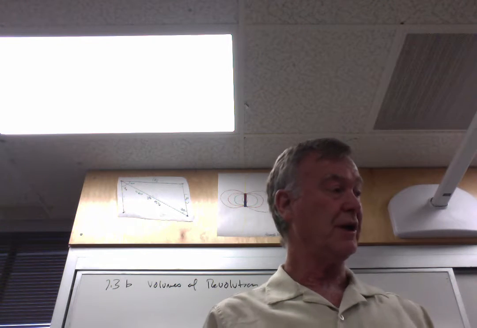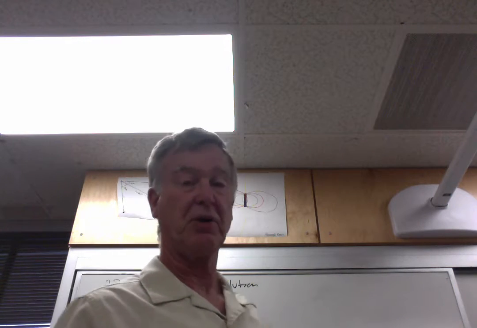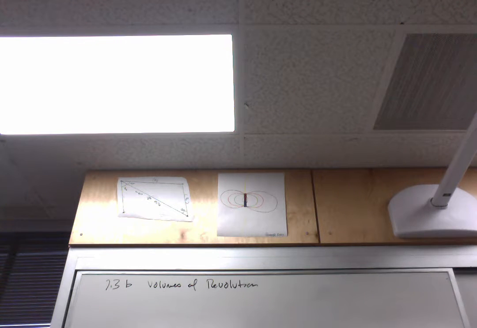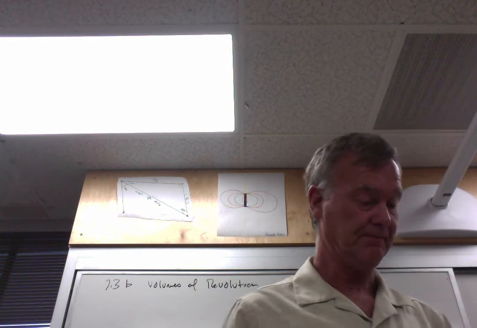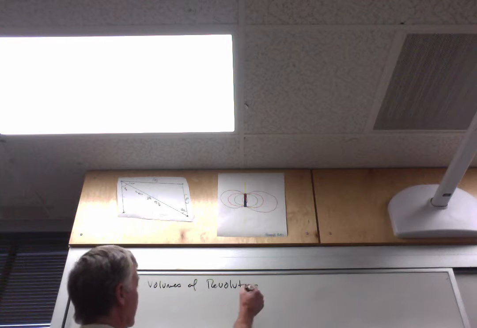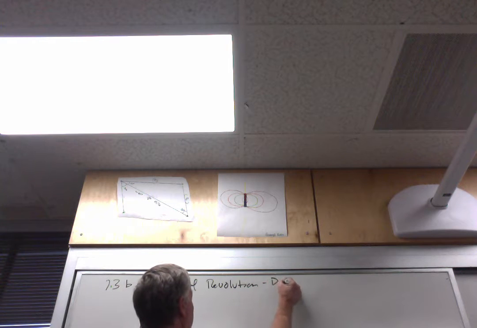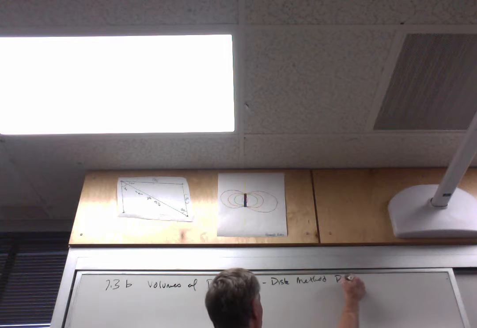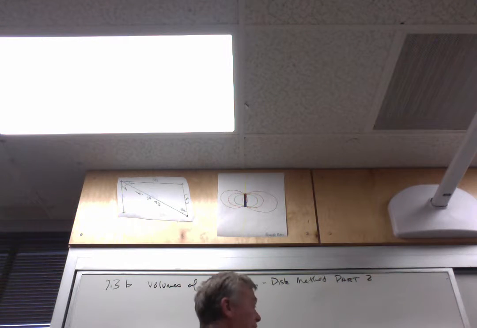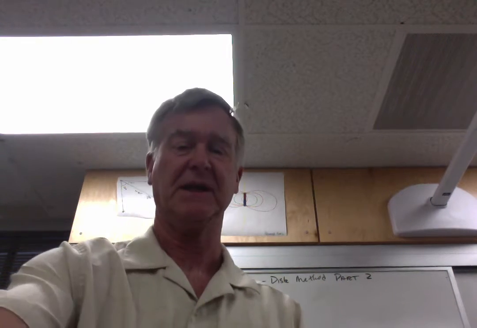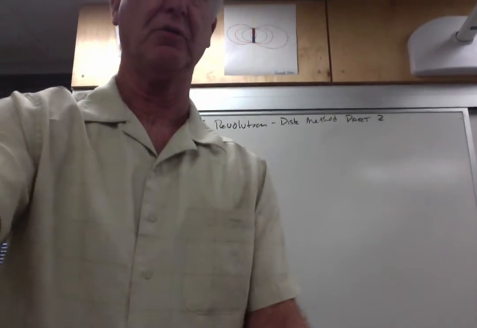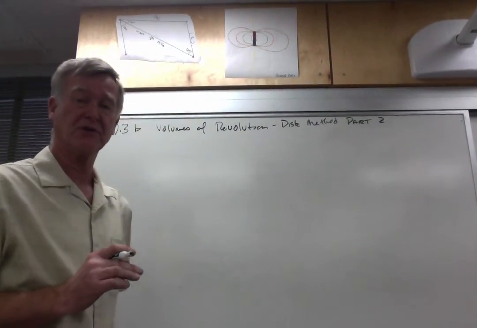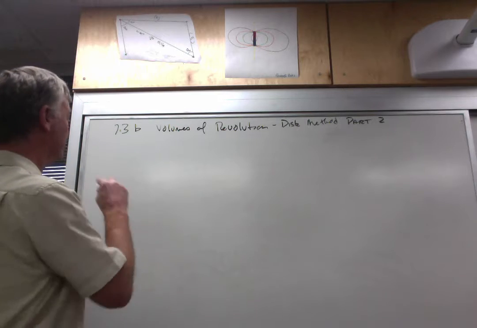Okay, we are going to do the second part of Volumes of Revolution. This is Volumes of Revolution, disk method, part 2. By the way, I'm going to go away from any color pen other than black because it doesn't seem like it shows up very well, unless we run into an emergency and I don't have any other color pens.